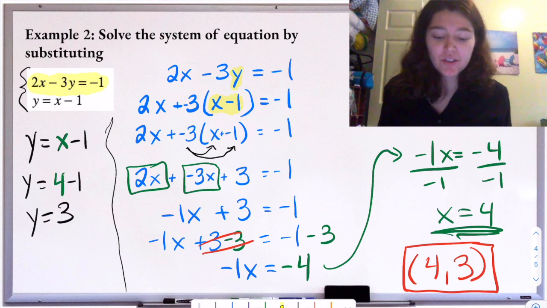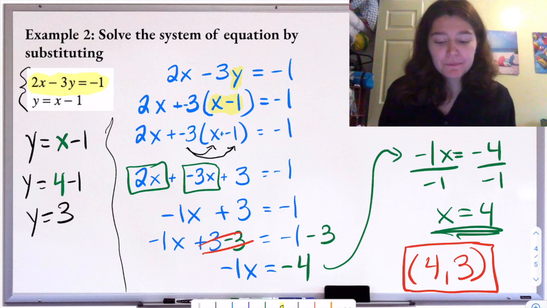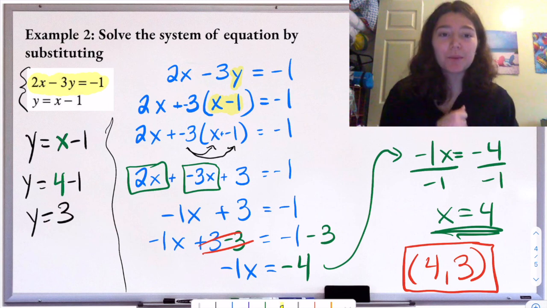and the substitution method is going to be a great approach when our equations are not in slope-intercept form, but one of the equations has one of the variables solved for, because then we can substitute it in easily. Okay? Awesome, great job everyone.